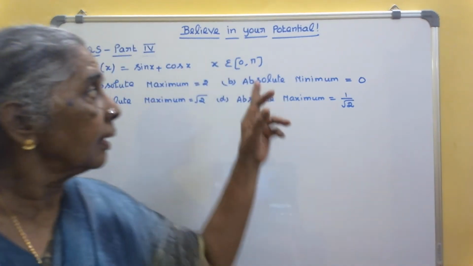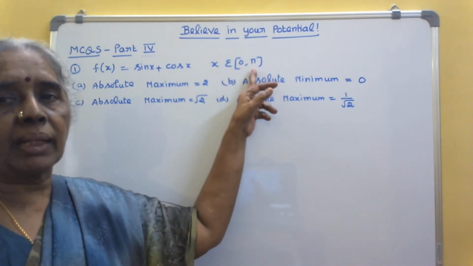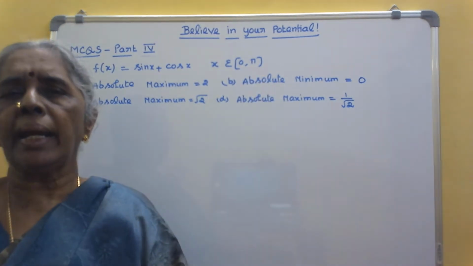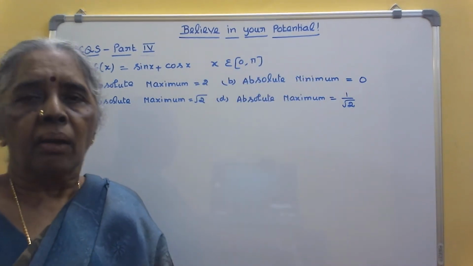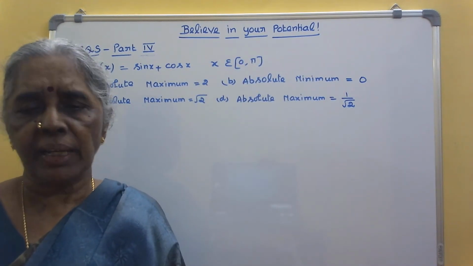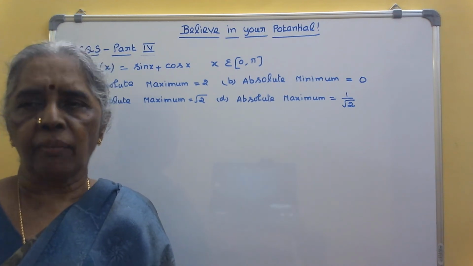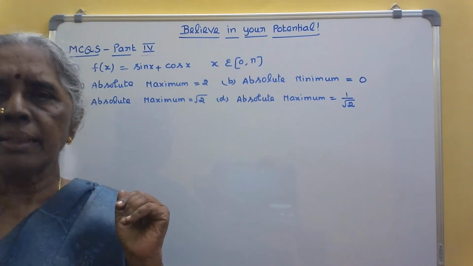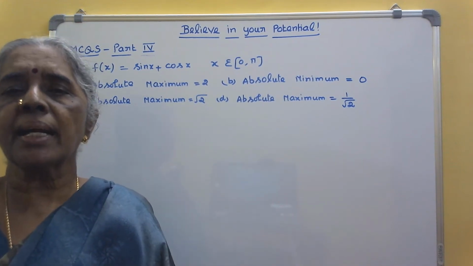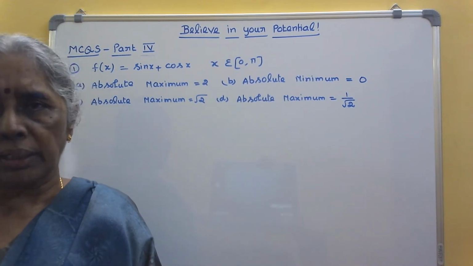Here, they are giving you some closed interval. These two are called the end points, that is 0 and pi are end points. We have to find f'(x), equate it to 0 and find the critical points or turning points or stationary points, whatever name you call it.